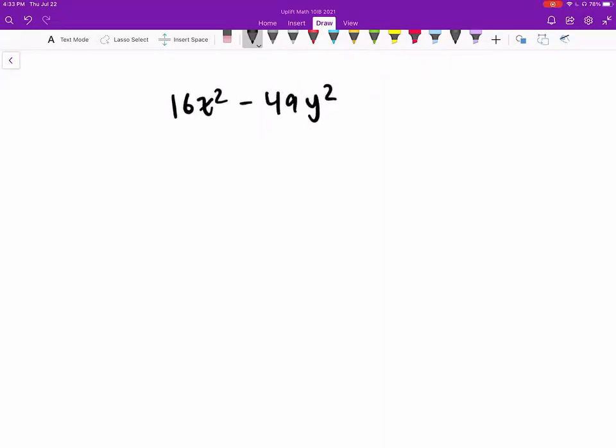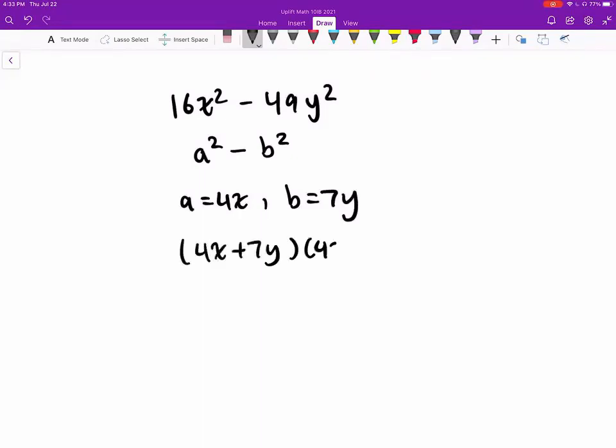Okay, so we should do this one. We can see that a would be the square root of 16x squared, so we should match that up. Okay, so you can see that a is 4x and that b is 7y. So we can just put it into the binomials. We have 4x plus 7y, and then we also have 4x minus 7y. And yes, that would be the difference of squares.